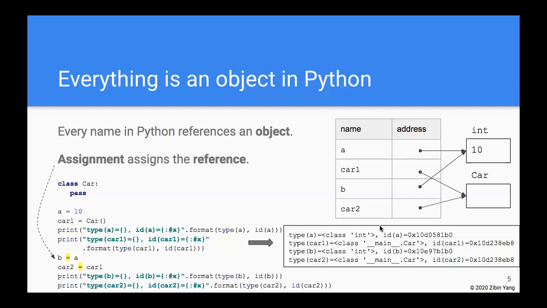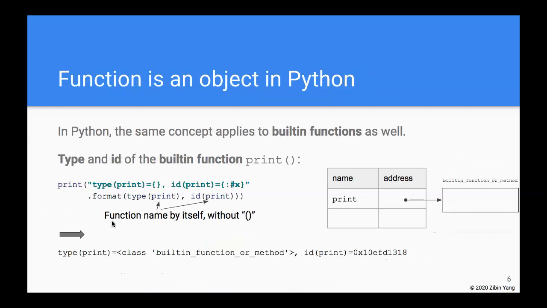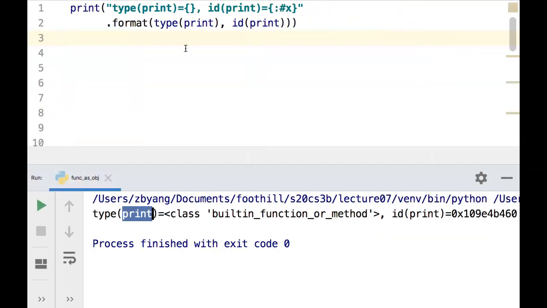Now, as it turns out, this idea not only applies to built-in types like integer 10 or user-defined types like car, it actually applies to functions as well. And so we're going to see how it applies to a built-in function first. So a function such as print is actually represented by an object, and the name print is really just a reference to the object that represents the print function, which means we can print out the type and ID of the function print, which I wrote up here.